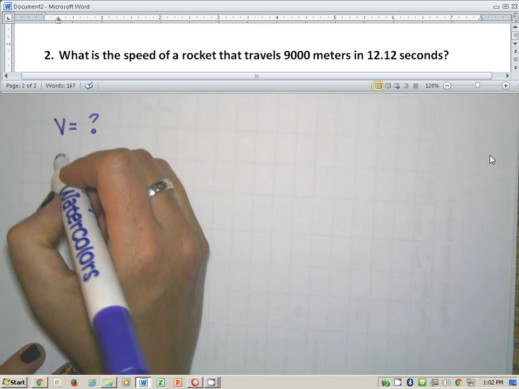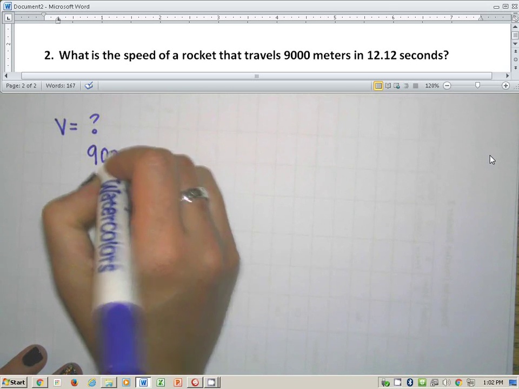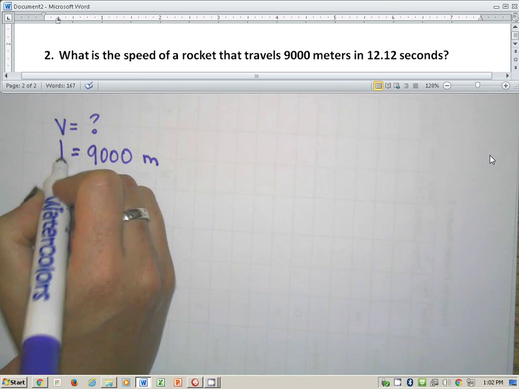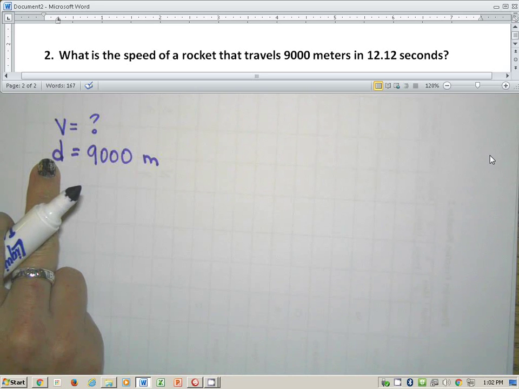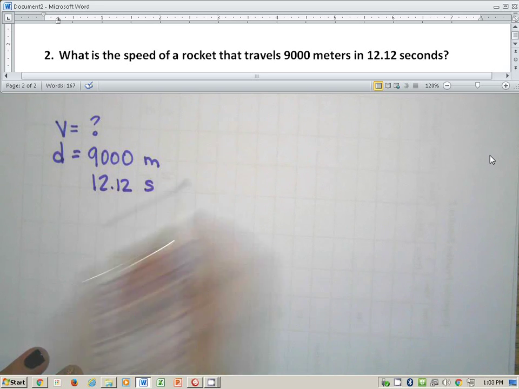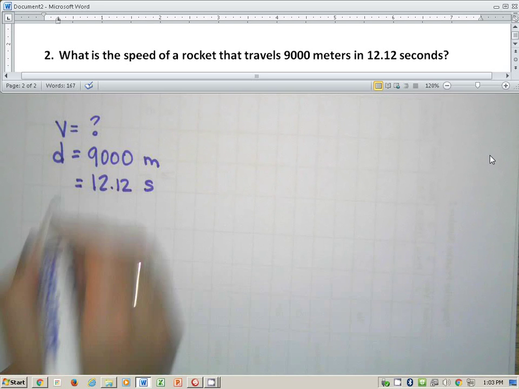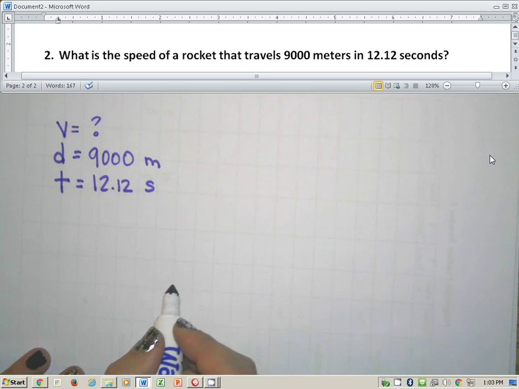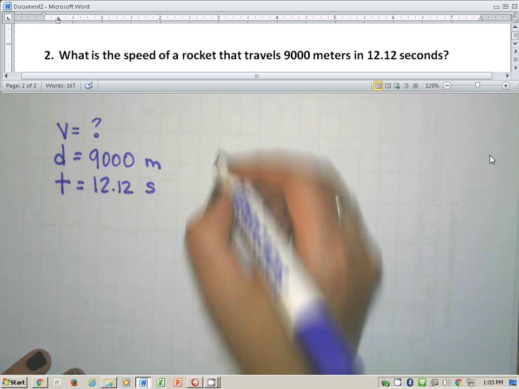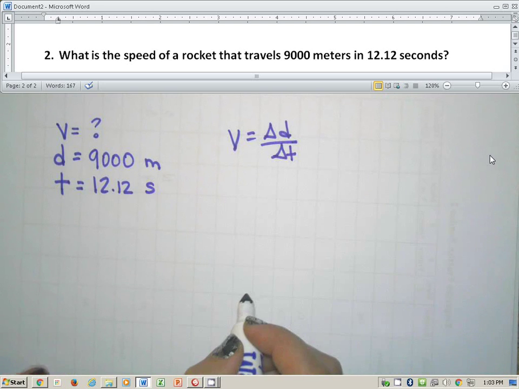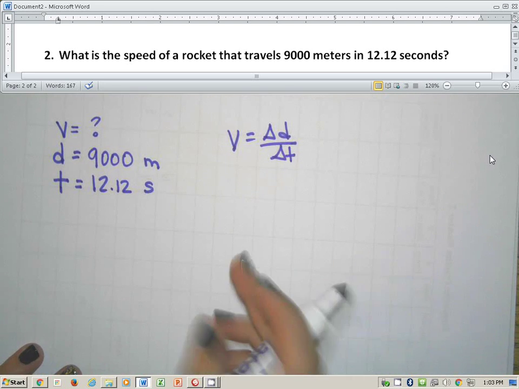And then it says it travels 9,000 meters. Well, I recognize meters as a unit of distance, so that's going to be my D. And then it tells me that it does this in 12.12 seconds. Well, that means that's going to be a time, because I recognize that seconds is a unit of time. Same way as last time, if I look at my two formulas, the only one that has these two pieces in it is the V formula, the velocity one, where it says velocity is distance over time.